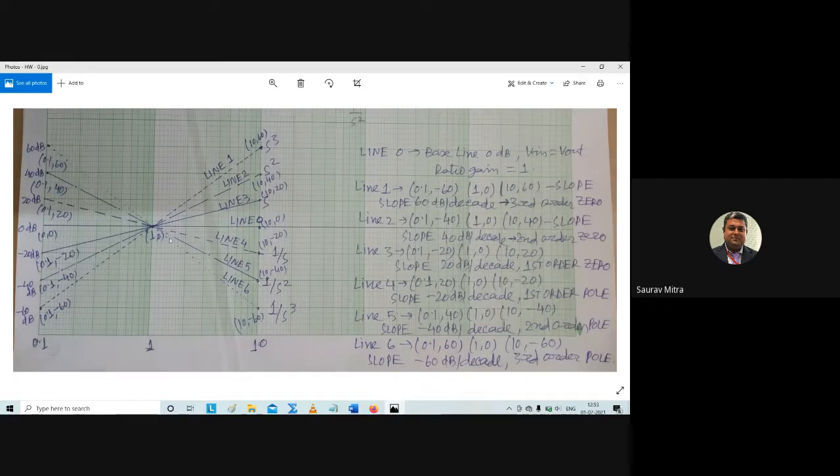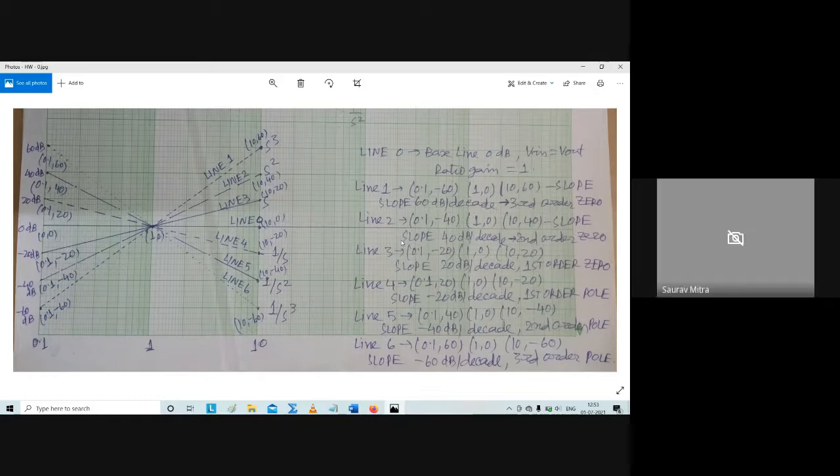So minus 40 minus 0, that is minus 40, and divided by 1 decade. So what is the decade frequency here? 1 to 10. So that's why this line, line 5, is called 1 by s square. So how to draw all these lines I have shown you, and this is very easy actually. There is no rocket science.